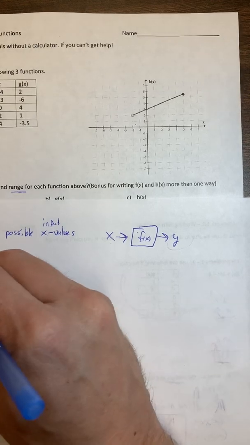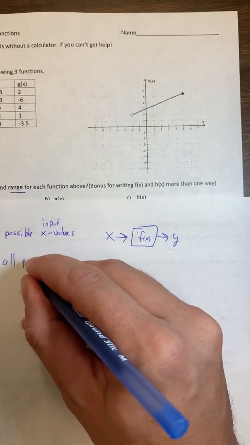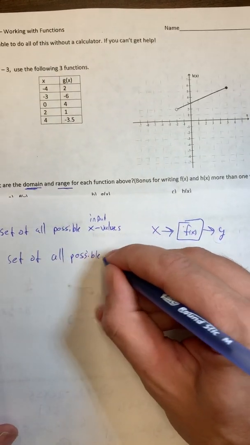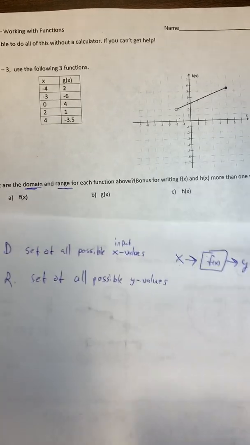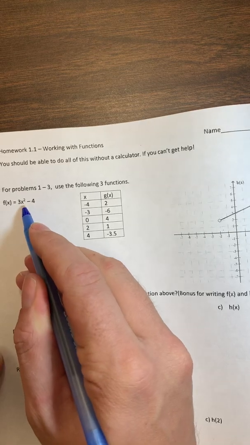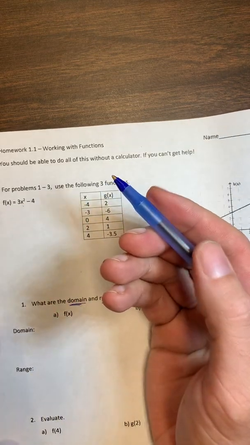domain. And the range is the set of all possible output values or y values. So all the different things you could get out. So let's look at this. F of x. The question is, what x's are we allowed to put into this that we will get something out? And there's two ways to do this.